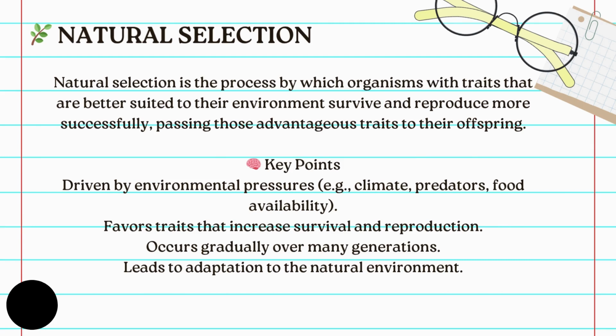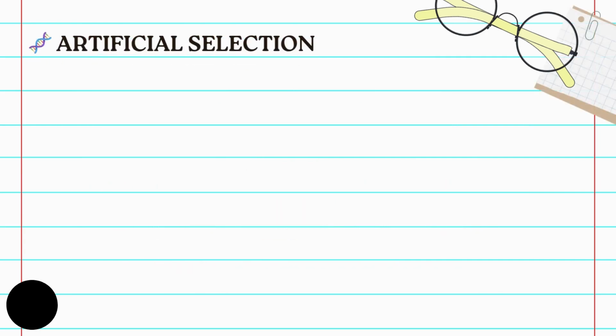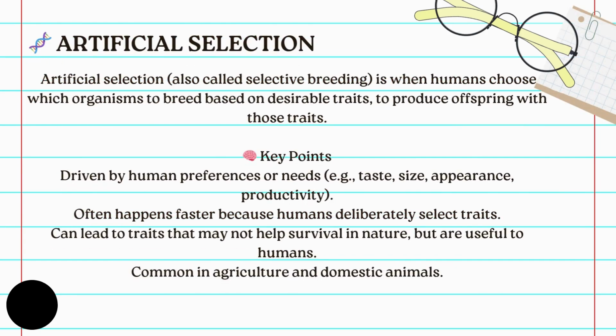So the key points of this: it is driven by environmental pressures like climate, predators, and food availability, it favors traits that increase survival and reproduction, it occurs gradually over many generations, and it leads to adaptation to the environment. And then how is this compared to artificial selection?